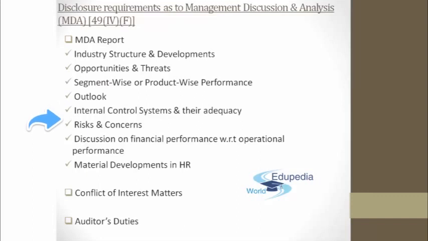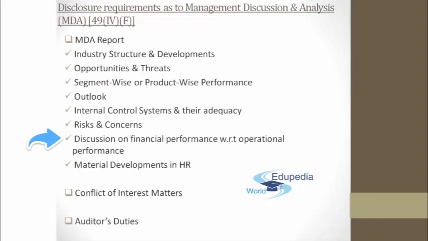Apart from that, any risk or concern, whether the company is operating in a competitive market, awareness about the kind of operating exposure or any translation exposure, any kind of risk which is a concern for the company currently. That will also be included in the MDA report. Apart from this, the MDA report will also include the discussion on financial performance with respect to the operational performance.